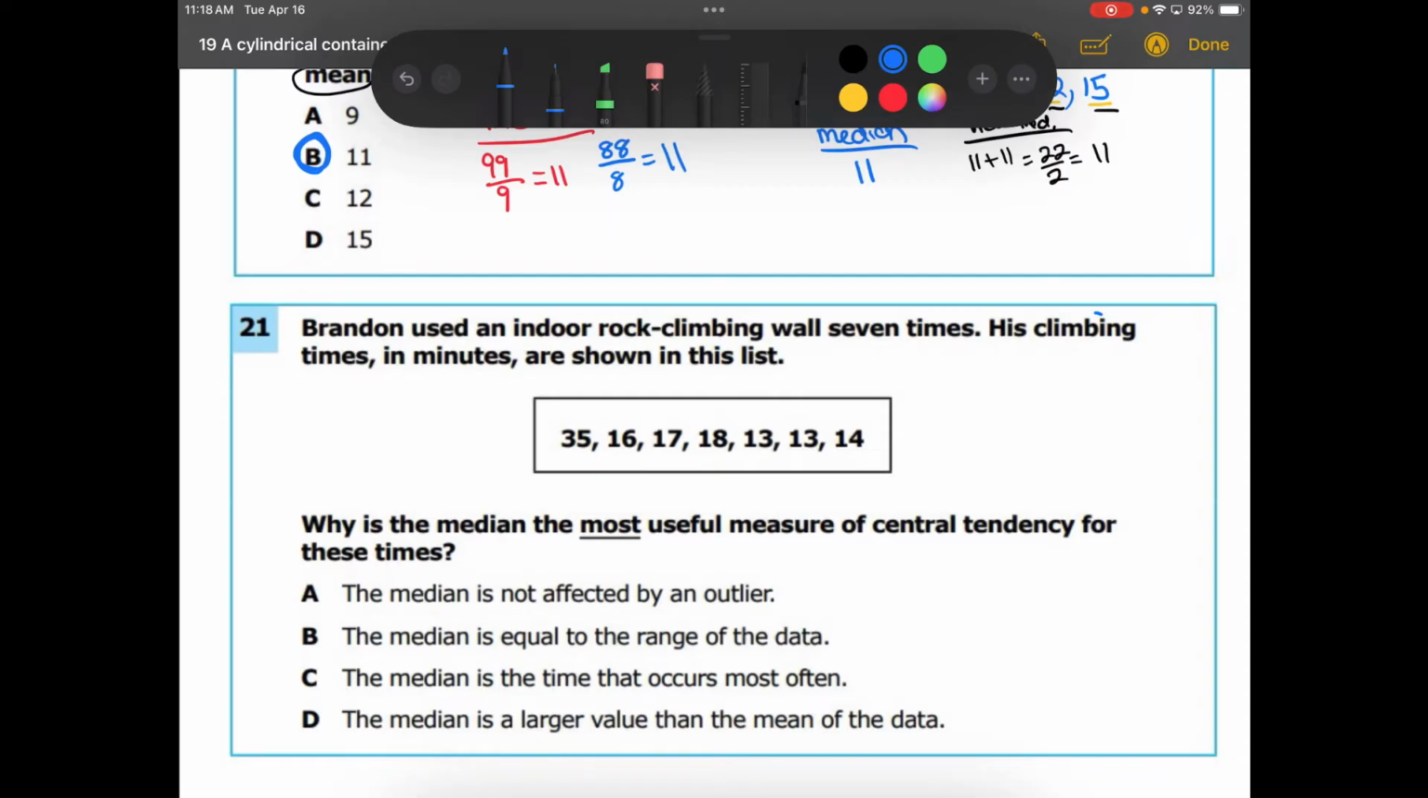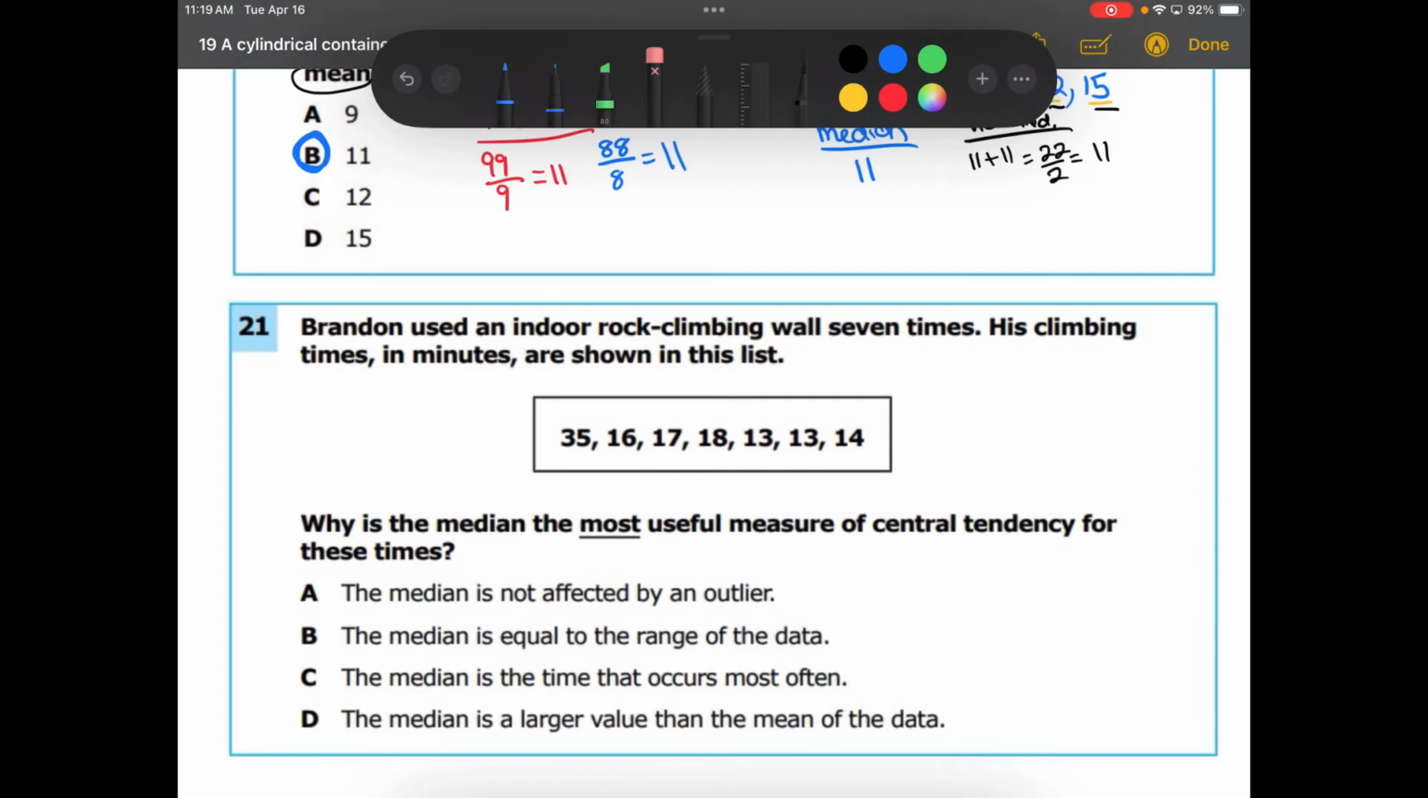All right, Brandon, here we go. Number 21. Brandon used an indoor rock climbing wall 7 times. His climbing times in minutes are shown in this list. So these are his climbing times. Why is the median the most useful measure of central tendency for these times?